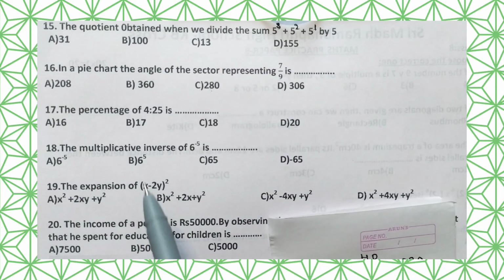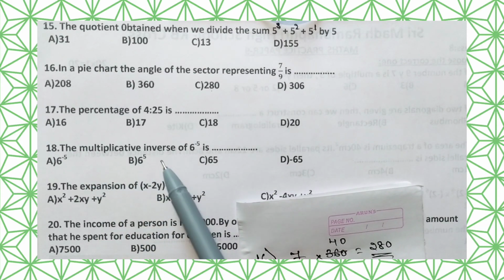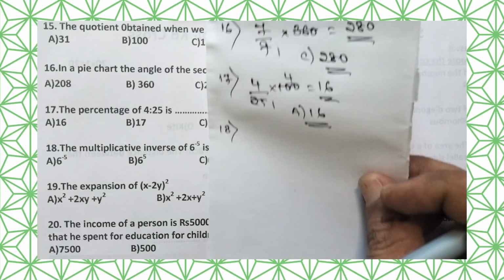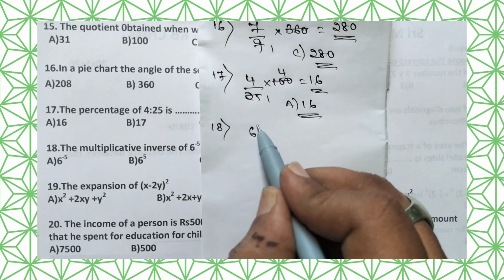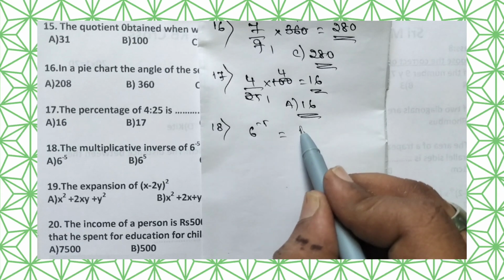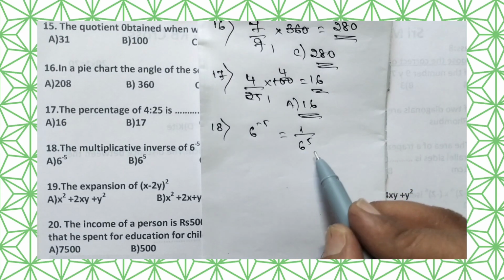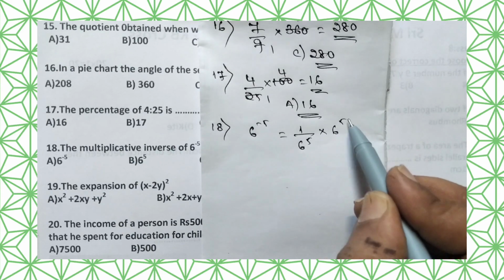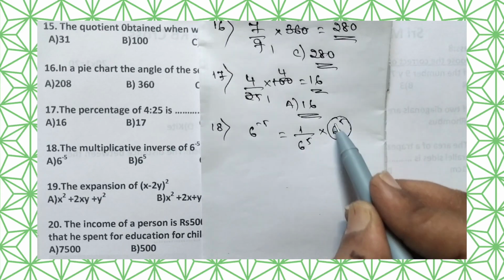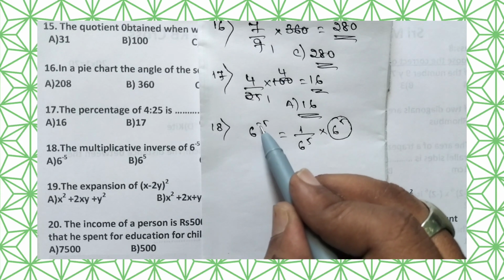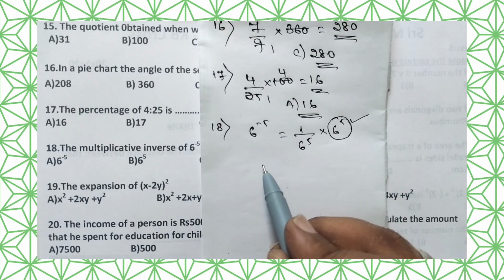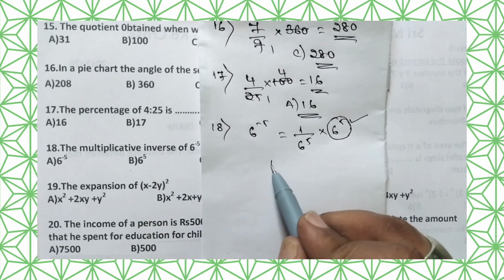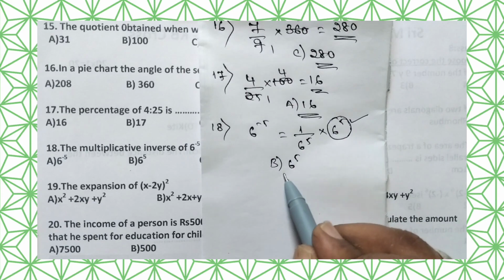Now let us move for 18th question. The multiplicative inverse of 6 to the power of minus 5. So 6 to the power of minus 5 andre 6 to the power of minus 5 is written as 1 by 6 to the power of 5. ಇಲ್ಲಿ 1 ಬರಬೇಕು ಅಂದರೆ 1 by 6 to the power of 5 is multiplied by 6 to the power of 5. Therefore, the multiplicative inverse of 6 to the power of minus 5 is 6 to the power of 5. ನೋಡಿ ಆಪ್ಷನ್ ಬಿ ನೋಡಿ, ಆಪ್ಷನ್ ಬಿ 6 to the power of 5 is the right answer.